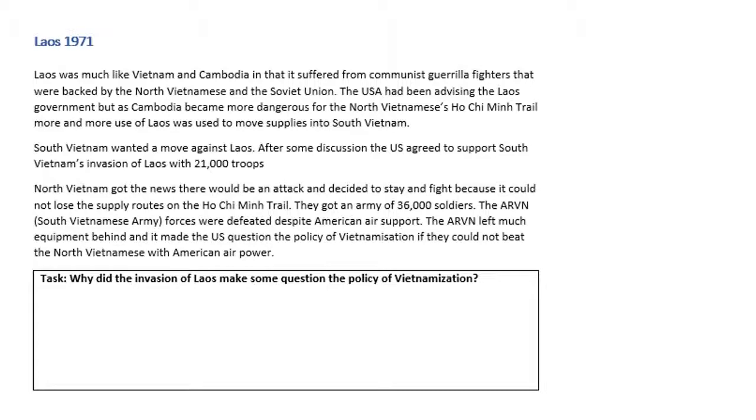Now, if we have a look at Laos, much like Cambodia, it suffered from communist guerrilla fighters, backed by the North Vietnamese and by the Soviet Union. Remember, it's still part of the Cold War. So the USA had been advising the government of Laos, but as the Ho Chi Minh Trail moved into Laos, things needed to shift. After some discussion, they agreed to send troops in with the South Vietnamese to get rid of the communist North Vietnamese fighters there.